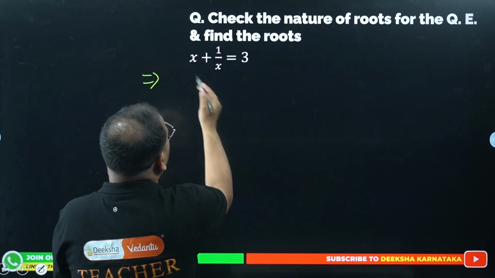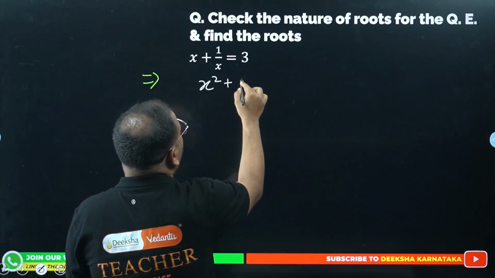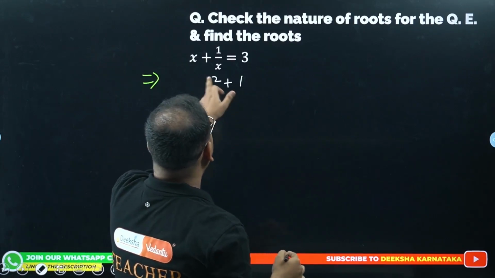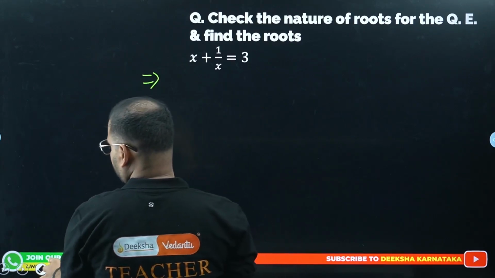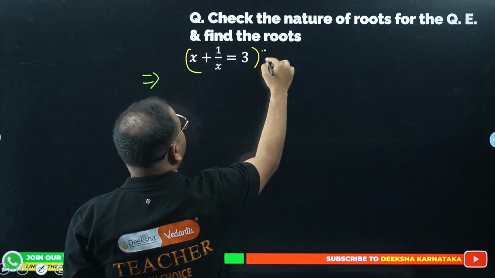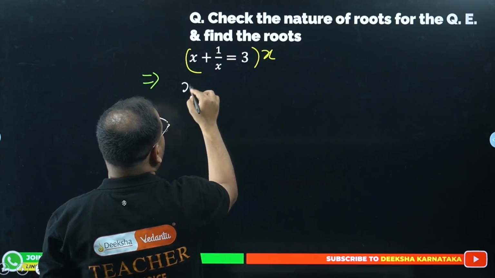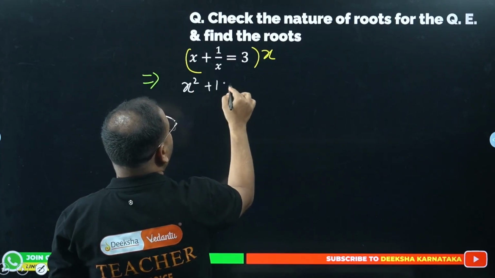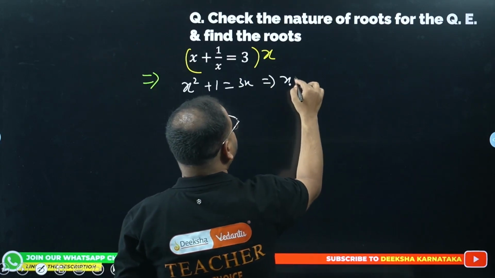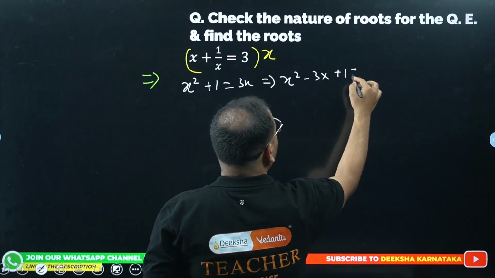Looks simple enough. Do the cross multiplication. x square plus... Okay, some people might be confused. How are you doing this, sir? Even though I have done it so many times, multiply everything by x, sir. What are we going to get, sir? It'll be x square plus 1 equal to 3x. Simplify it further: x square minus 3x plus 1 equals 0.